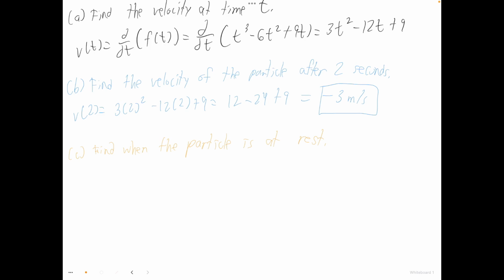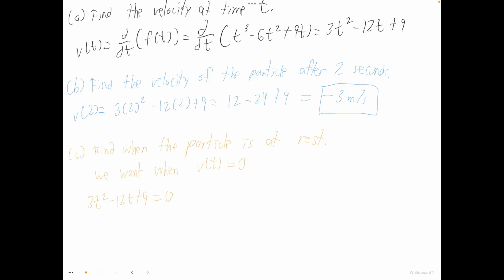So a particle is said to be at rest when it has no movement, meaning it's not moving forwards or backwards. So this would be when v of t equals 0. So in other words, we want when v of t equals 0. So we're going to set our derivative, which is 3t squared minus 12t plus 9, equal to 0, and then we just want to solve this.